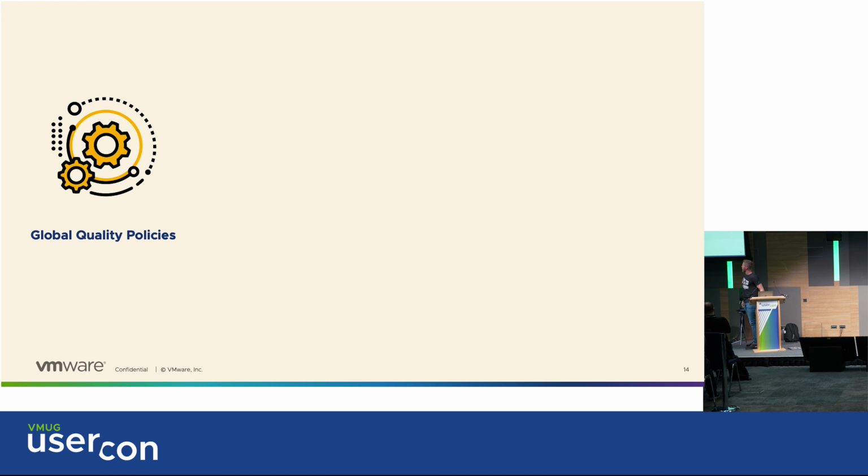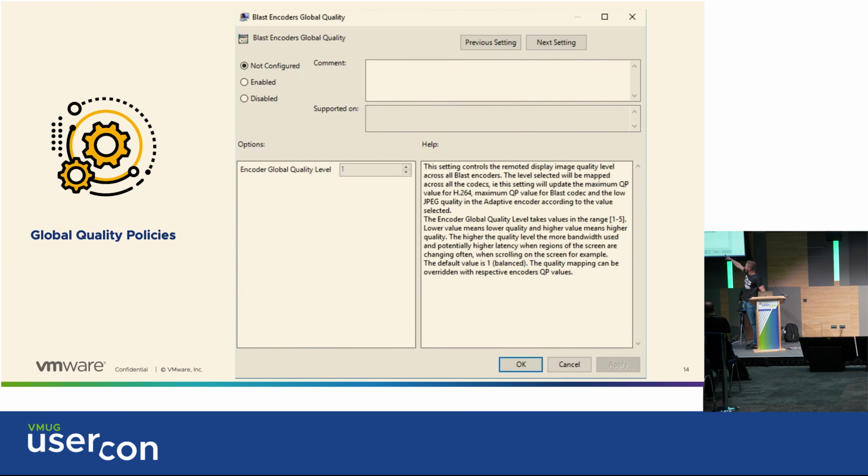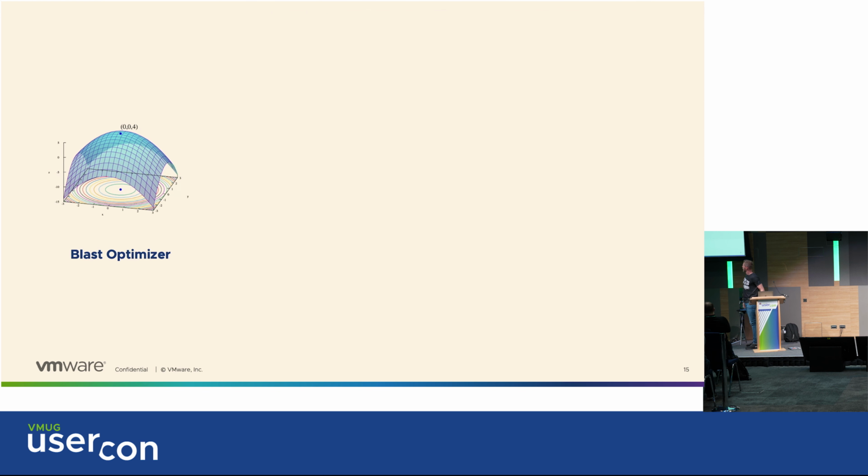Now, coming back to the quality policies. JPEG and H.264 are the main types of quality policies that you can configure. Using the encoder global quality level, you just select a level from 1 to 5, where 1 is the lowest and 5 is the highest quality, and it automatically pushes through all of those values to any of the types of encoders that you could use. So that's the only thing you have to do. And this is really cool, the Blast Optimizer.